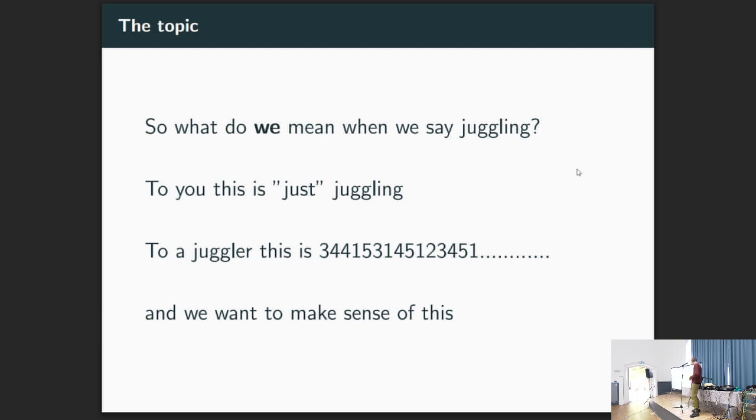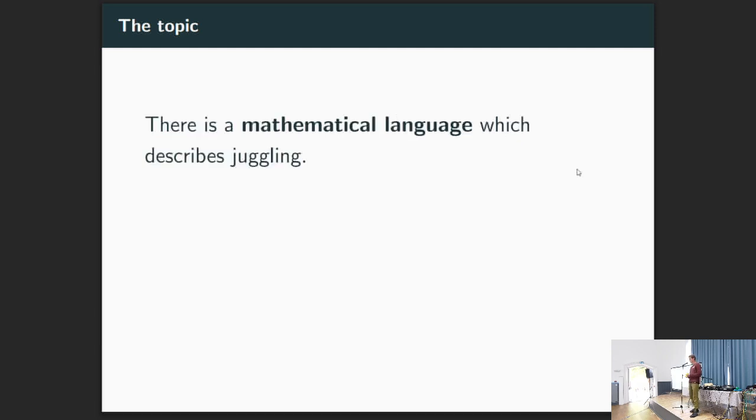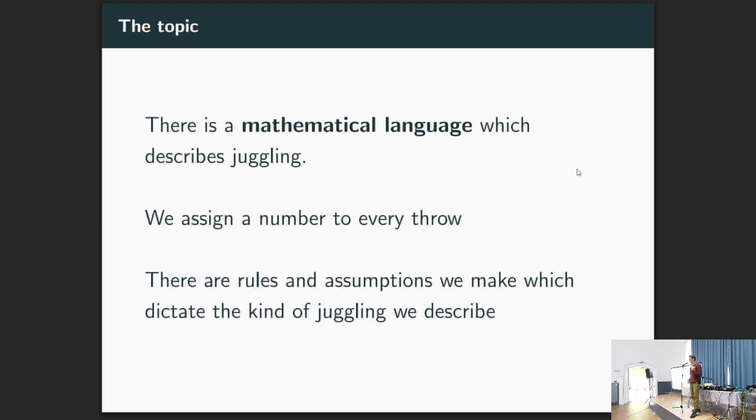using these numbers. Okay, so, like I said, there is a mathematical language which describes juggling. And we, in this language, assign a number to every throw that we make. So we're just doing a pattern, and then every throw gets a number. And there's rules for how we get to these numbers and assumptions that we make. And we make these assumptions in order to dictate what kind of juggling you want to describe, because there's also kinds of juggling that you can do in real life, but the system does not describe it.